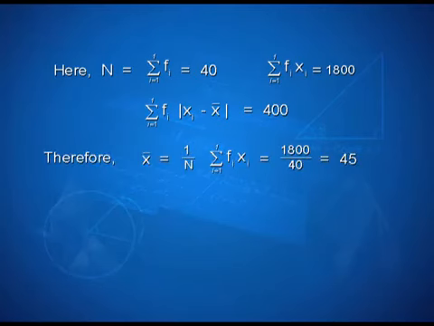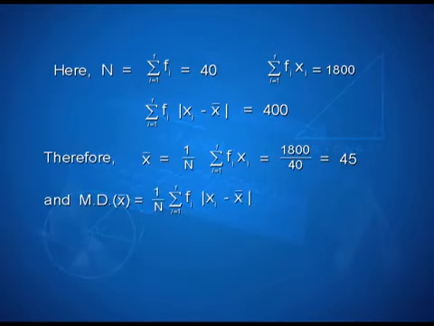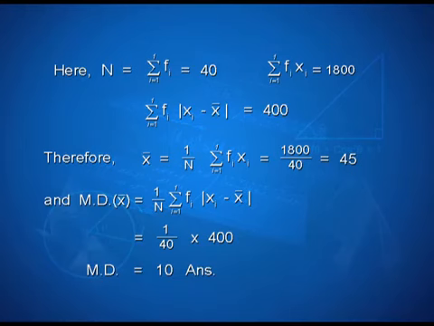Therefore, x bar is equal to 1 upon n into summation i ranging from 1 to 7 fi xi, that is equal to 1800 upon 40, that is equal to 45, and mean deviation about mean, that is about x bar, is equal to 1 upon n into summation i ranging from 1 to 7 fi into absolute value of xi minus x bar, that is equal to 1 upon 40 into 400, that is equal to 10. Therefore, the mean deviation is 10 here.